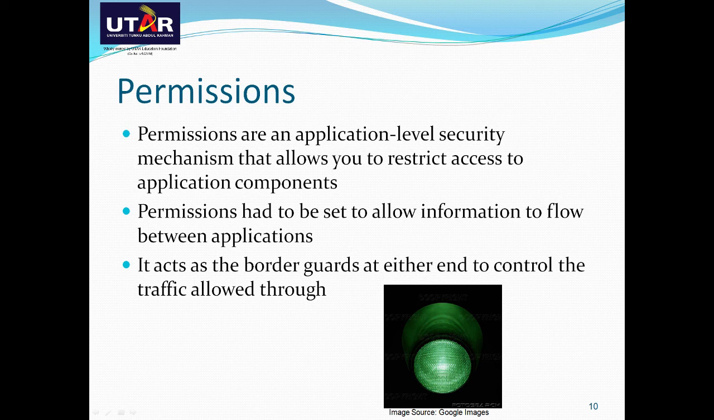Permission is also another security mechanism available to help the users protect their application data. Permission has to be set to allow certain information to flow between applications. This is a border guard at either end to control the traffic allowed through. We have seen examples of permission that is required in the previous chapter, where networking actually requires permission.